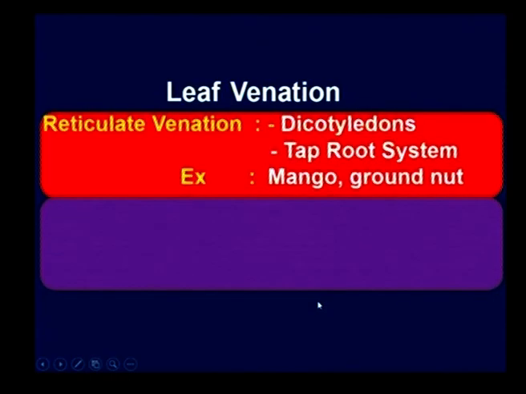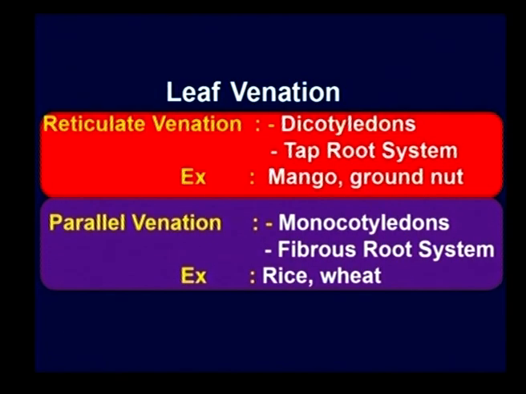Reticulate venation is seen in dicotyledonous plants having taproot system. Examples are mango and groundnut. Parallel venation is seen in monocotyledonous plants having fibrous root system. Examples are rice and wheat.